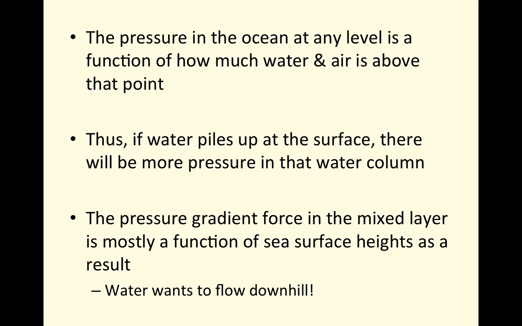The pressure in the ocean at any level is a function of how much water and air is above that point. So if water piles up at the surface in one location, in other words, a higher sea surface height, there will be more pressure in that water column in general. The pressure gradient force in the ocean, in the mixed layer specifically, is mostly a function of the sea surface heights as a result. One way to think of this: if the water column's higher in some region and the water column's lower next to it, the water simply wants to flow downhill towards the lower water level.